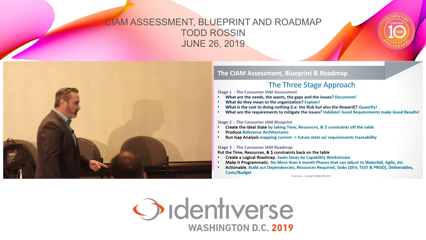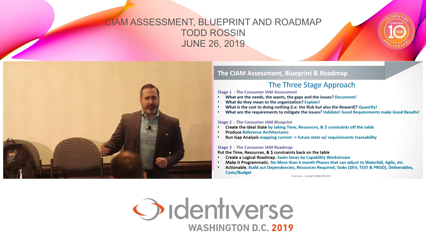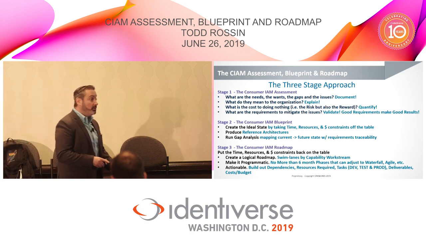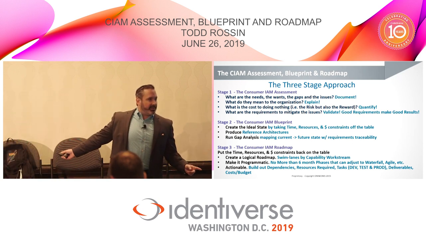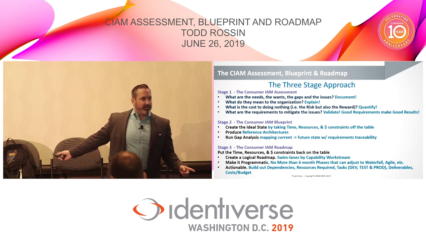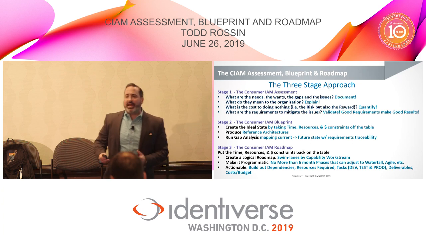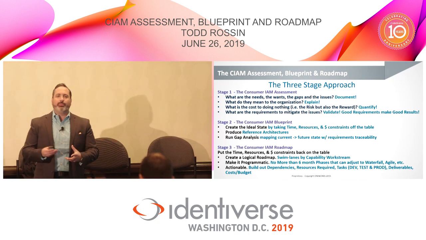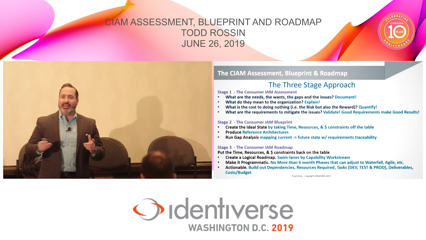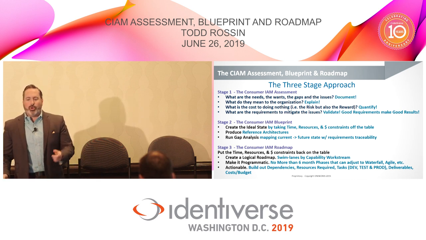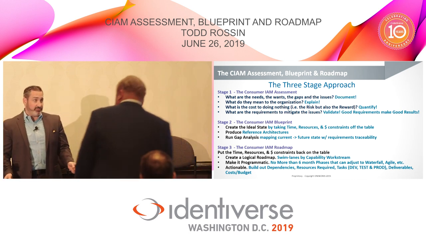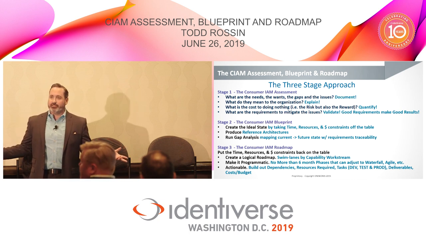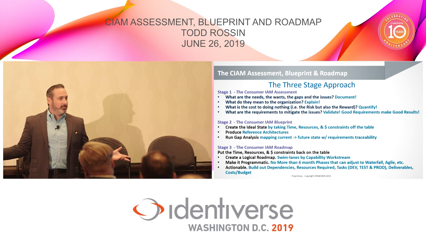gaps and issues? Just saying I know I have to fulfill GDPR is not usually good enough, because I need to know, hey, this thing's using this legacy database that's got a lot of holes in it. We got some gaps there to fill. So what are the actual gaps and issues? Pull that data in. Build out what this means to the organization. Be able to explain it. If you can't explain it in English, you can't explain it. What are the risks if I don't do anything, i.e. the costs of doing nothing? Now, funny thing with regulation is it doesn't give you much of a choice. But what else?